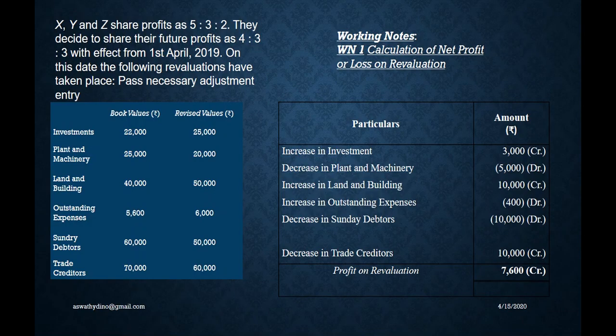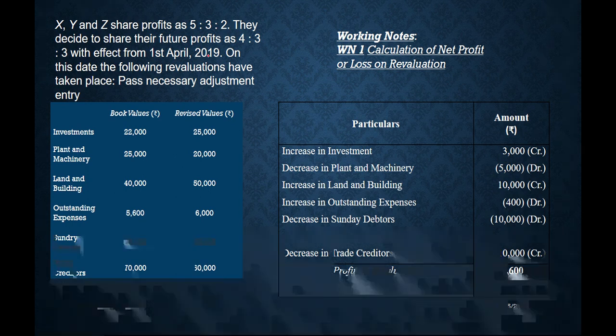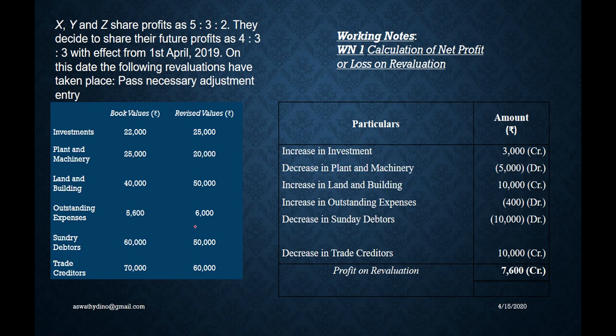Now let's do one question. See, this is the question. X, Y and Z share profits 5:3:2. They desire to share future profits 4:3:3 with effect from 1st April 2019. And these are the assets and liabilities. We need to pass the adjustment entry. So first we need to find out the calculation of net profit on revaluation.